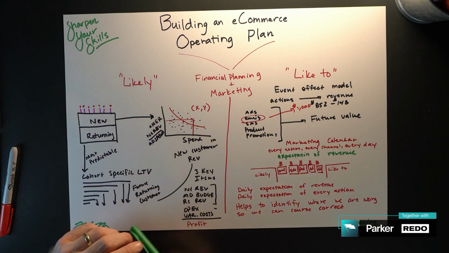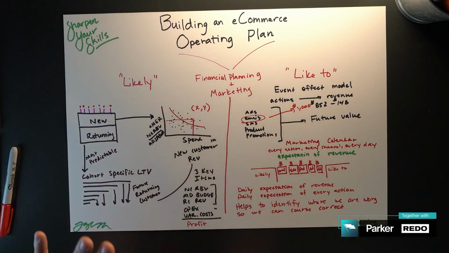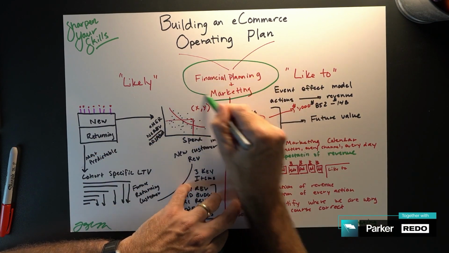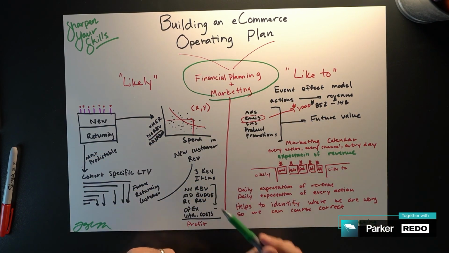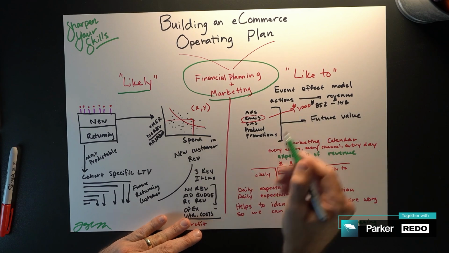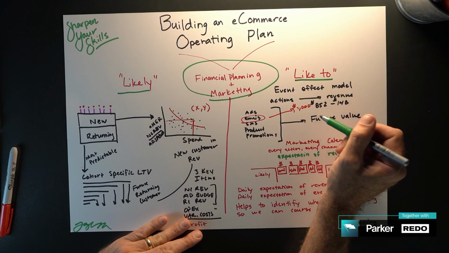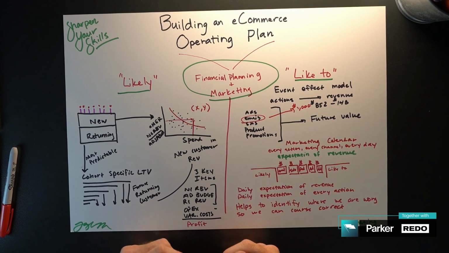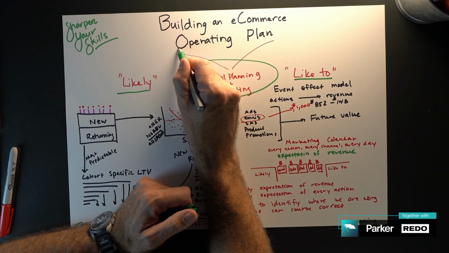If you want to build an e-commerce business that produces predictable, profitable growth, we have to marry financial planning and marketing calendaring. We have to begin with what is likely to occur, build a bridge to what we would like to occur, to the execution of clear actions with expectation of revenue. That's an e-commerce operating plan.